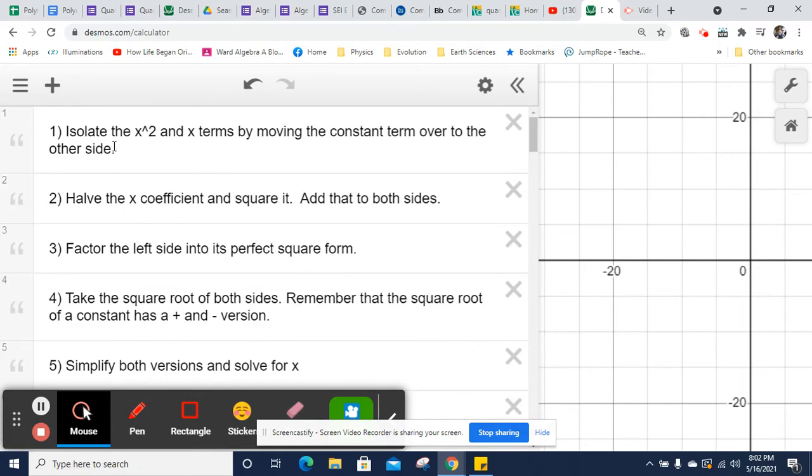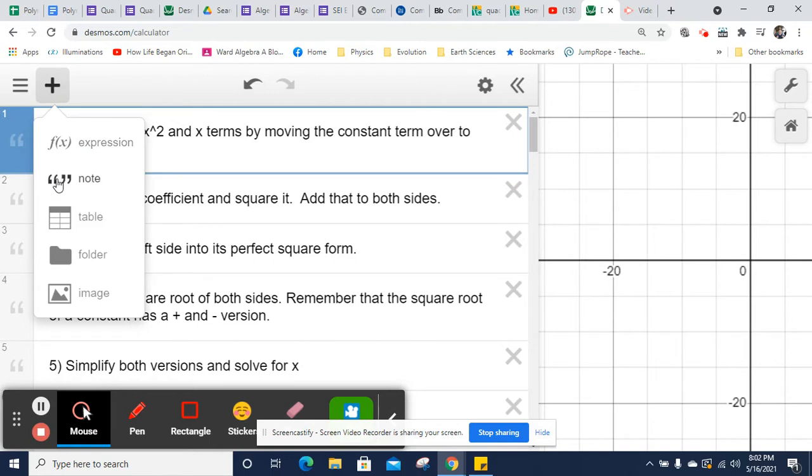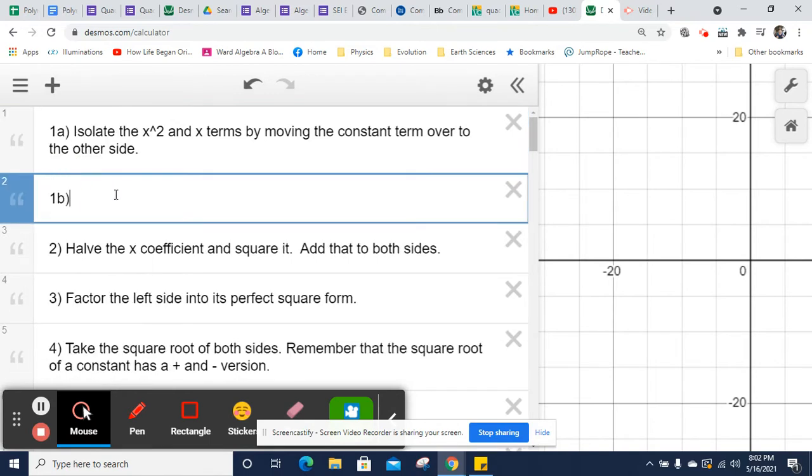Okay. So first thing to do is isolate. And I'm going to call this step 1A now. And you want to isolate the x squared and x terms. And now we're going to have a 1B. And that's going to be divide all terms by the lead coefficient. That's the x squared coefficient, the number that's multiplied times x squared, if it is not positive 1.